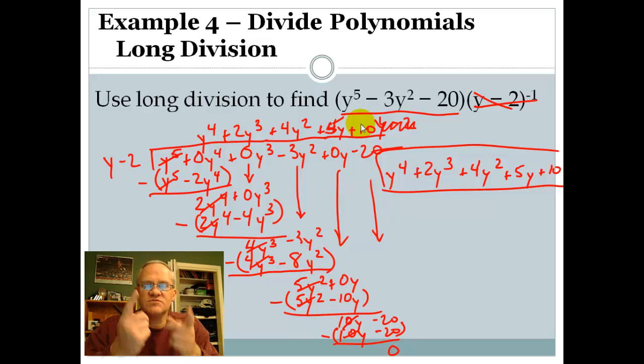Next time, stay tuned. In part B of section 5.2, we're going to learn about synthetic division. There's a different way to do all this stuff, and it might seem a little confusing at first, but in the end, I think you're going to like it a lot more than this.